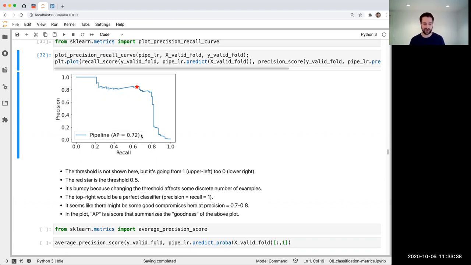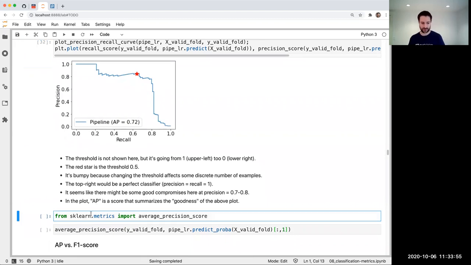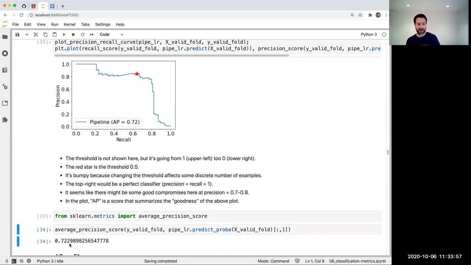This AP here is a single number. It's called average precision. It's basically a single number summarizing the goodness of the whole curve. So if you had an amazing model that was up here, it would have a higher AP because it would be a better curve. And you can compute that directly with scikit-learn. We're not going to talk too much about that.